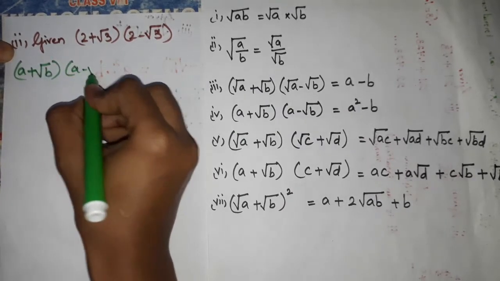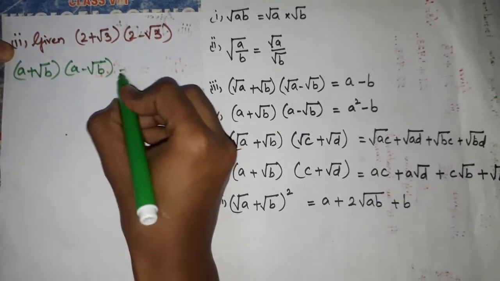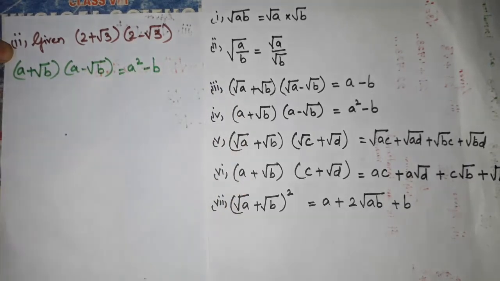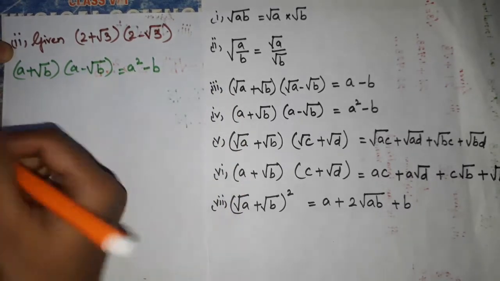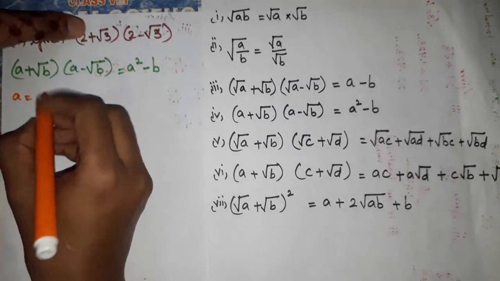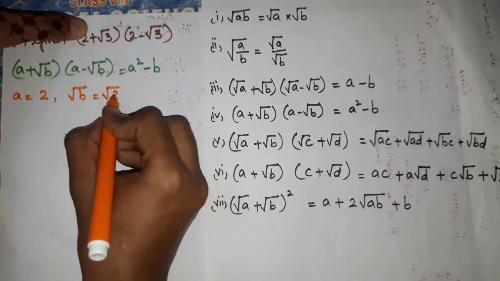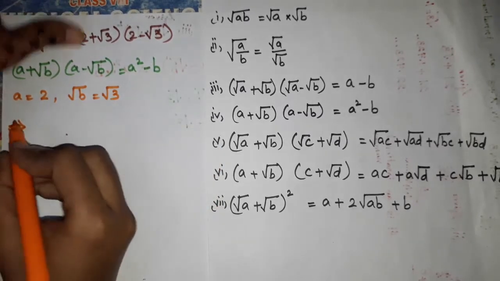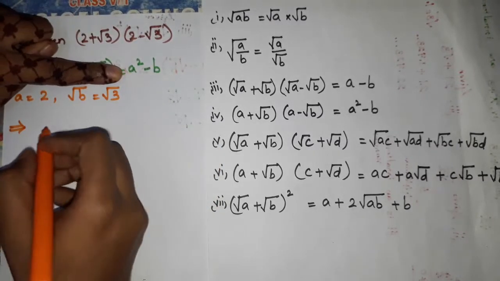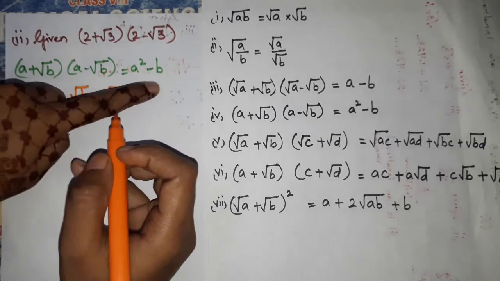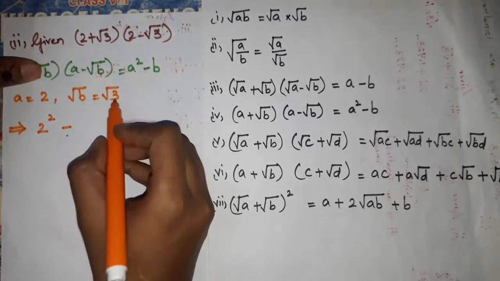(a minus root b), that is nothing but a square minus b. Now see here, what is a? a is equal to 2. What is root b? Root b is equal to root 3. Now what is our answer? a square minus b. What is a? a is nothing but 2. 2 square minus, what is b? b is nothing but only 3.